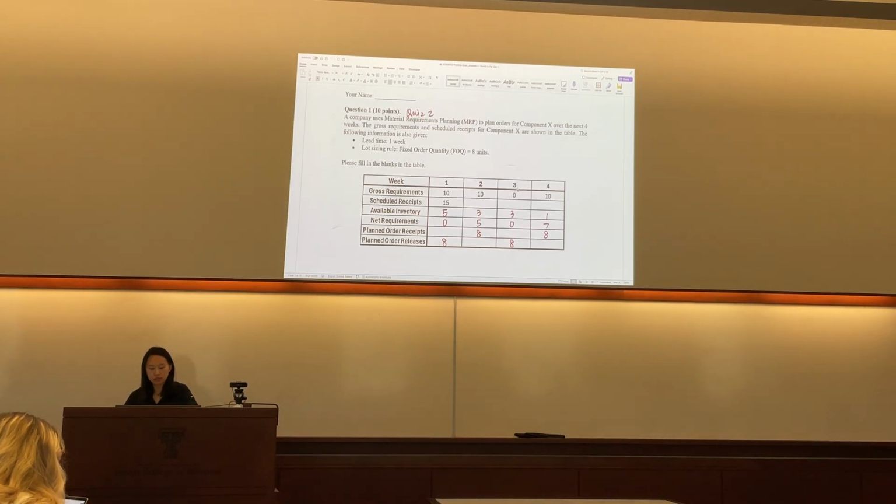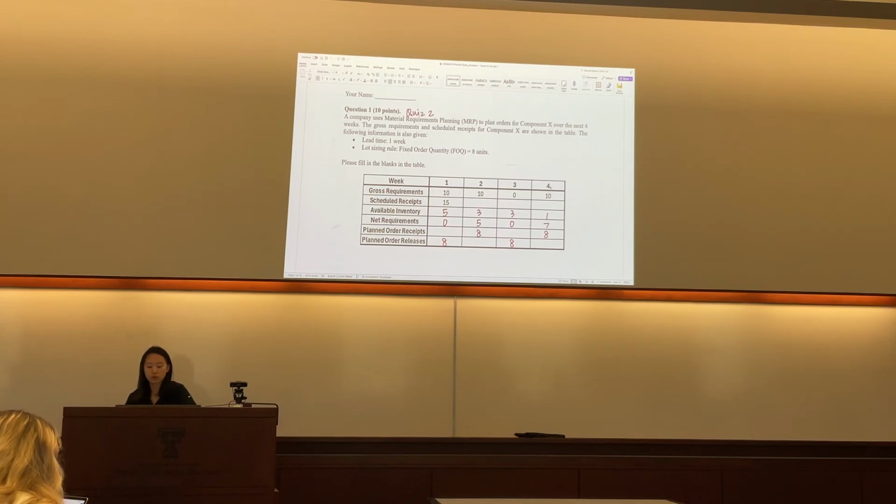Then week 3, we have 0 requirement. That means we do not need to place the order, or we do not want to receive any order in week 3. And that's why we have 0 for the net requirement. But don't forget, we have 3 units as an inventory from week 2. So that's why we carry it over to week 3. So we have 3 as the available inventory in week 3.